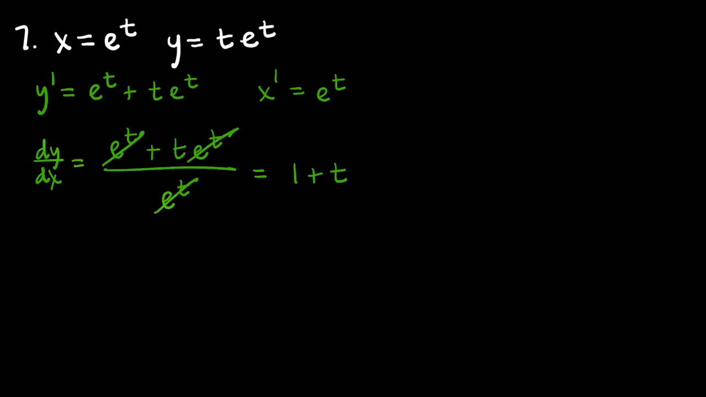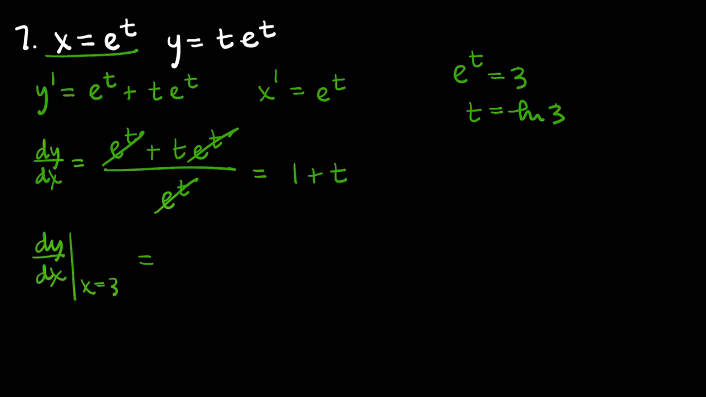Okay, we're interested in the point where x equals 3. So at the point where x equals 3, how do I find that, right? So I'm going to say e to the t equals 3. Fortunately, this is something I am able to solve by hand. And now I'll say that dy dx at the point where x is equal to 3 is equal to 1 plus t, which was the log of 3. That may have been what required the calculator. I wouldn't say required because I was able to solve it without one.